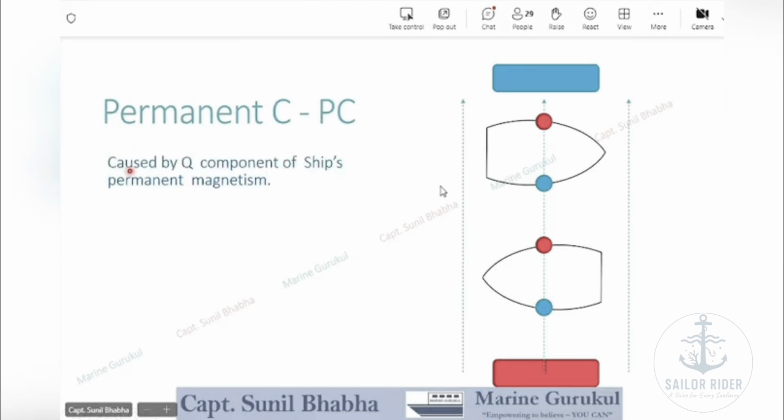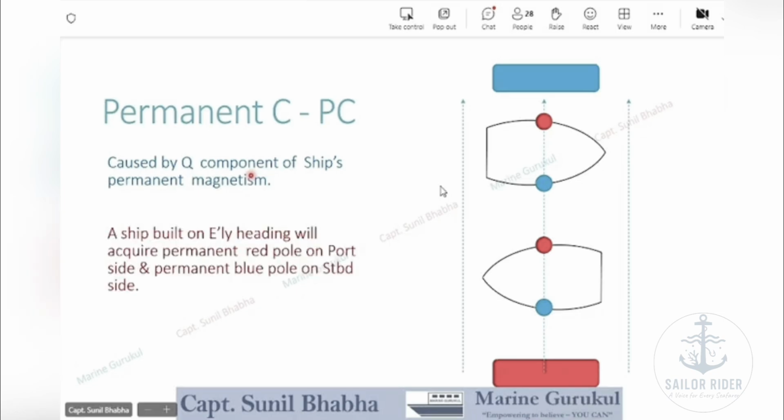Permanent C is caused by the Q component of the ship's permanent magnetism. We have three components of the ship's permanent magnetism, that is P, Q and R. The P component lies in the fore and aft direction, the Q component lies in the Athwartship direction, and the R component lies in the vertical direction or orientation. So this is caused by the Q component, that is the Athwartship component of the ship's permanent magnetism.